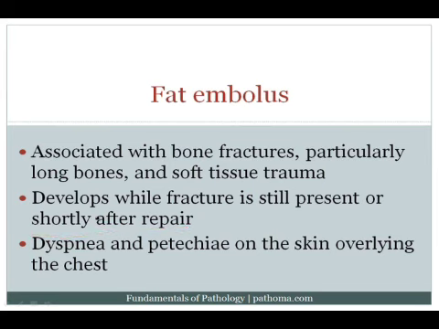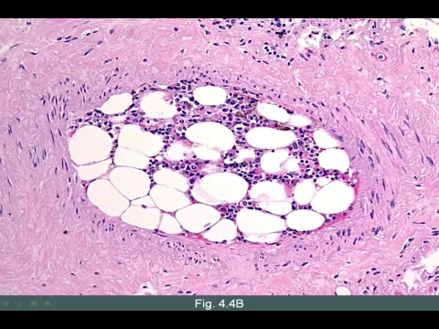The classic findings are that the patient has dyspnea, along with petechiae on the skin overlying the chest. And the reason they get dyspnea is because the classic location for a fat embolus is the blood vessels of the lung. So the fat basically goes to the blood vessels of the lung and then gets lodged in those blood vessels. Here's a classic picture of a fat embolus.